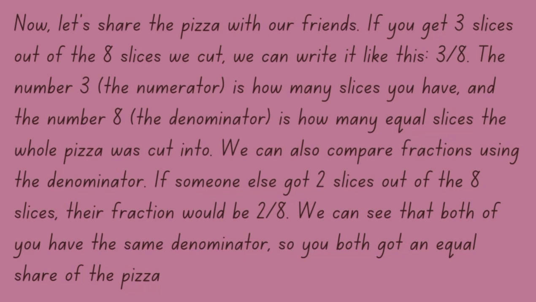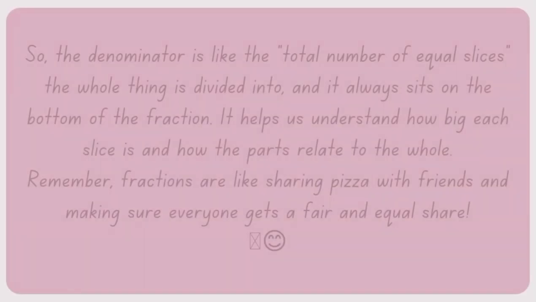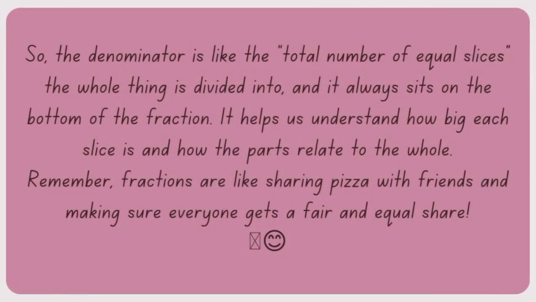We can also compare fractions using the denominator. If someone else got 2 slices out of 8, their fraction will be 2 over 8. You can see that both of you have the same denominator, so you both got an equal share of the pizza. So the denominator is like the total number of equal slices the whole thing is divided into, and it always sits on the bottom of the fraction. It helps us understand how big each slice is and how the parts relate to the whole. Remember, fractions are like sharing pizza with friends and making sure everyone gets a fair and equal share.